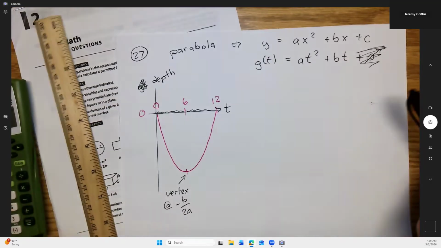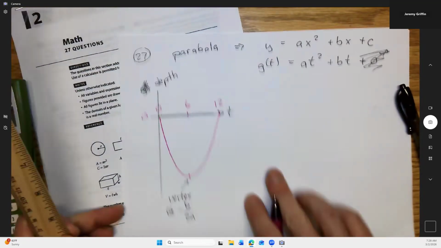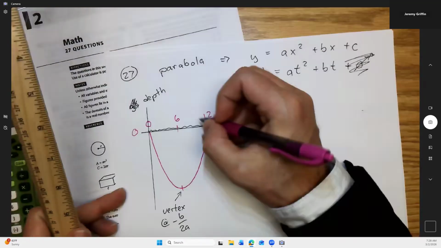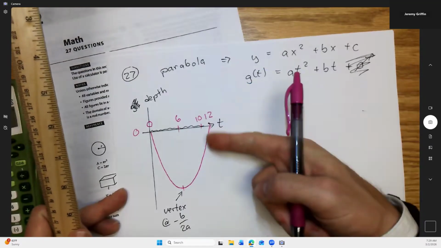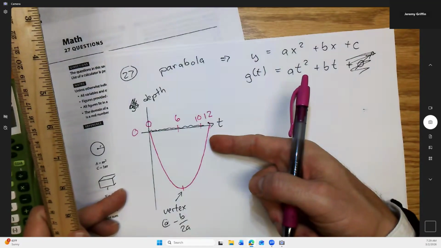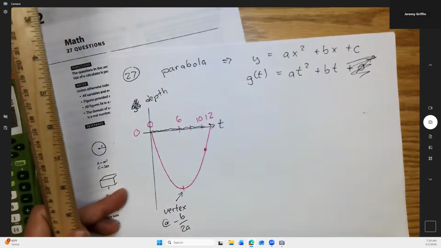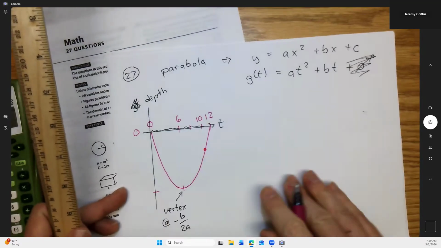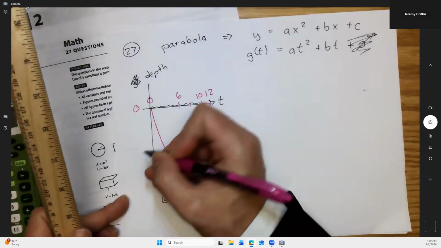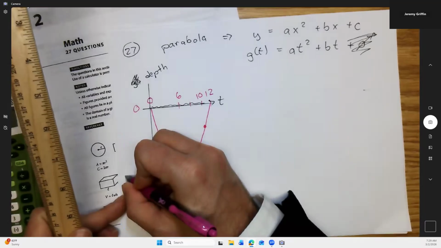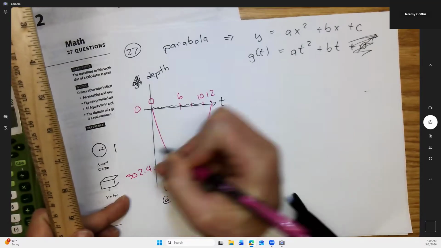But if we can get those, then we can answer any question, including the one about the 10-minute mark. At the 10-minute mark, what was the depth? We're trying to figure out 10 minutes. It's probably about there-ish; we're going to find out. We do know it goes down to 302.4 meters.